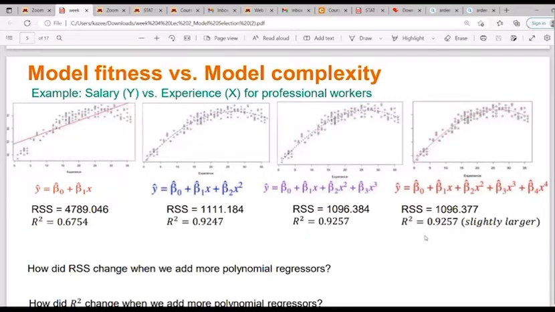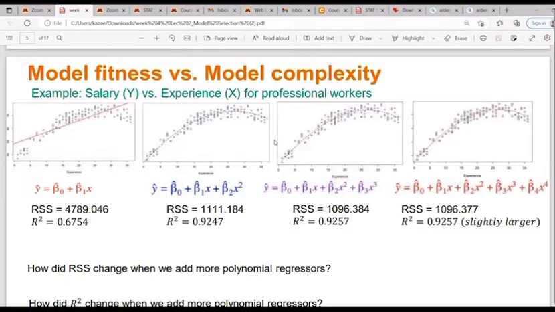Therefore, you cannot trust RSS and R squared in a situation of model complexity. In a situation where you have a good number of regressors in the model, where you have model complexity, R squared and RSS cannot be trusted. Even though what you are adding doesn't make sense, the R squared is going to go up, the RSS is going to go down. And that is the reason why we need a new criterion that can be used to measure both model fitness and model complexity together.